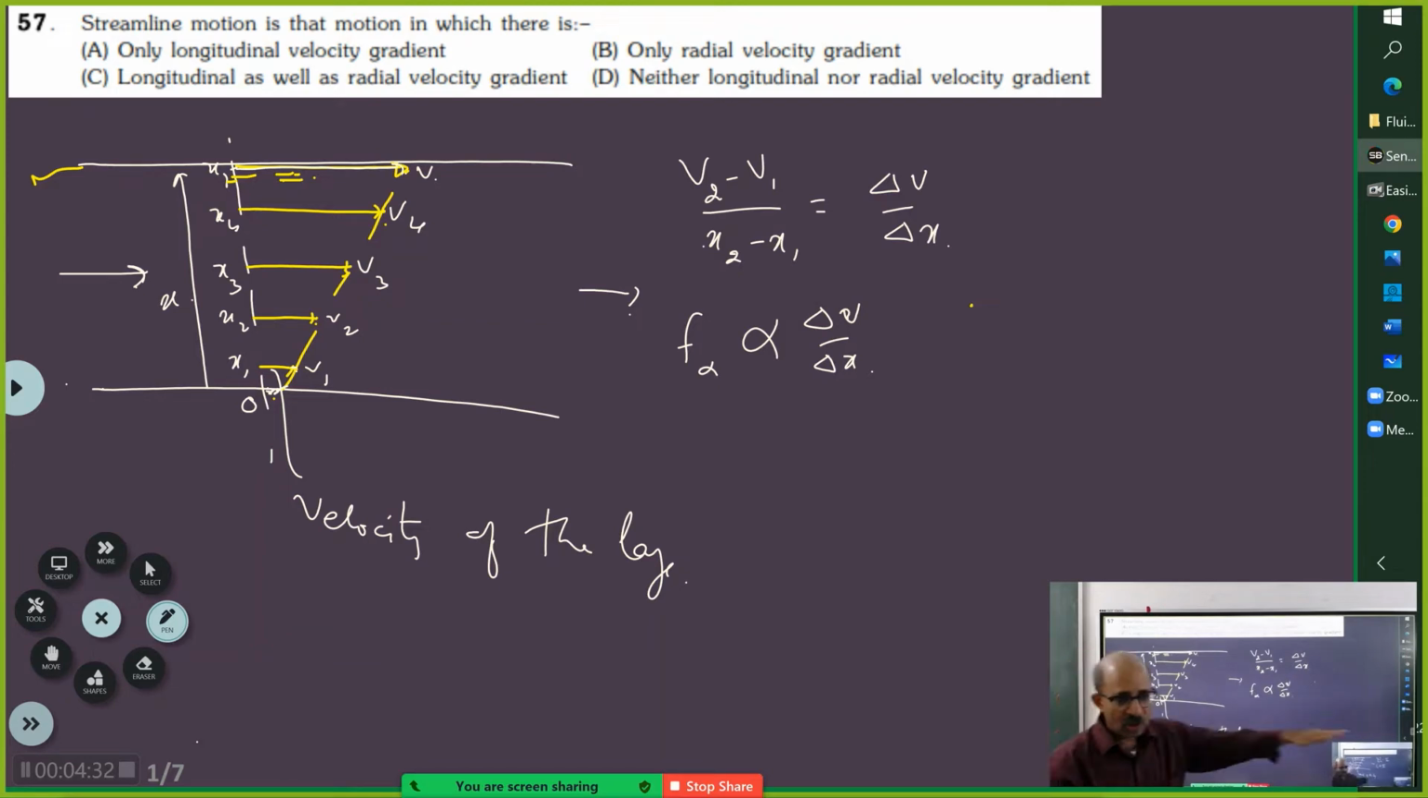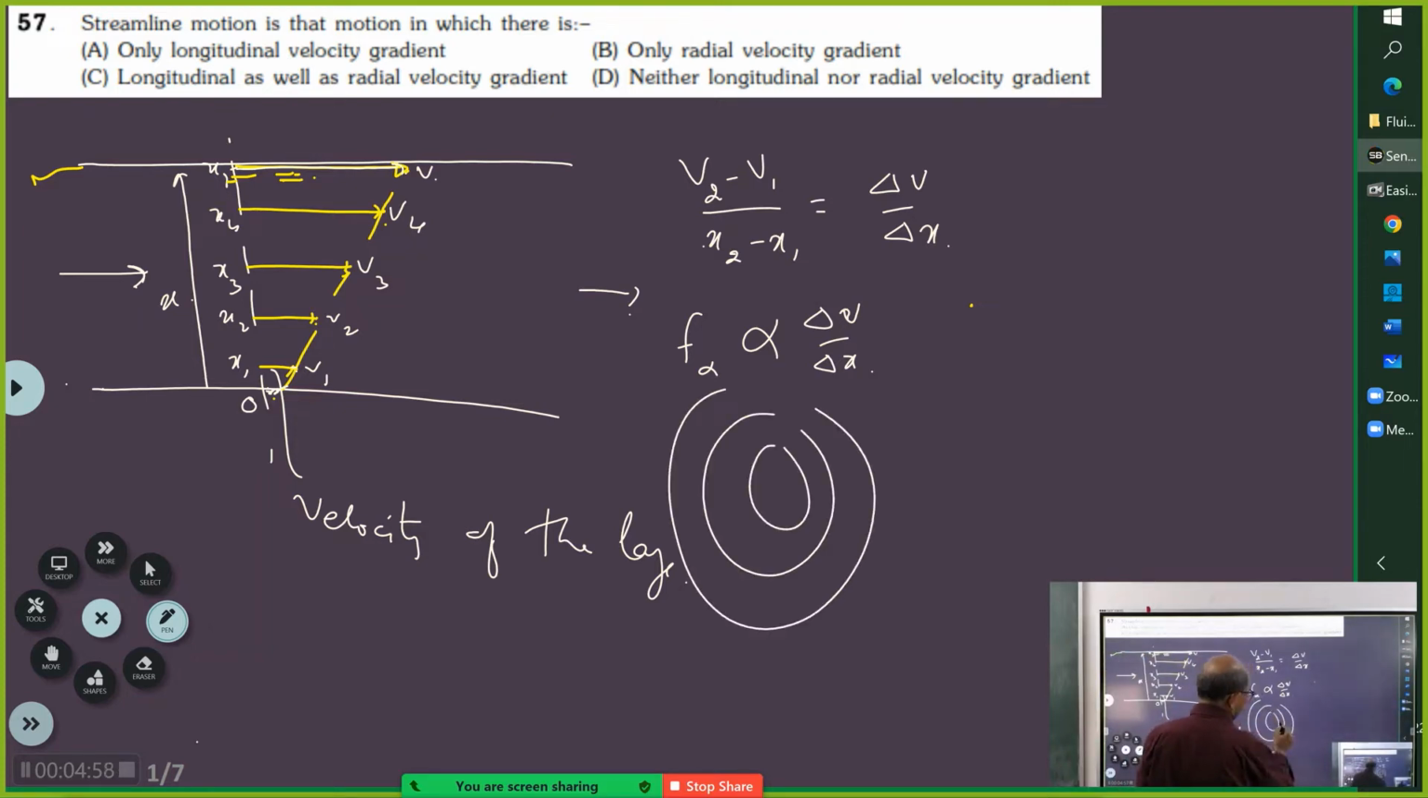So, the flow is longitudinal. Longitudinal, isn't it? And the velocity gradient here is also in this direction. Understand? Upward direction. But definitely it is not radial. See, radial means you must be getting circles.